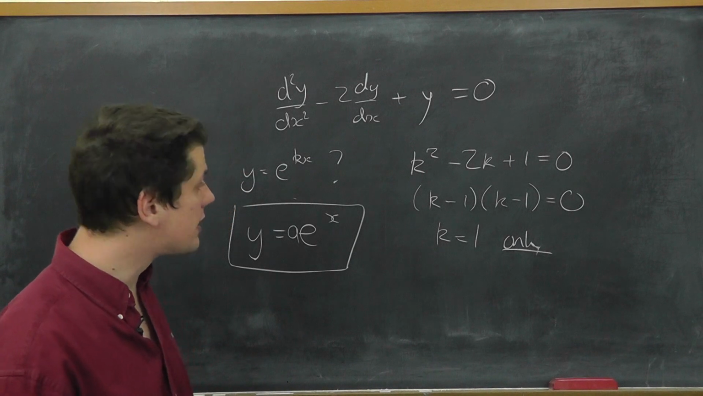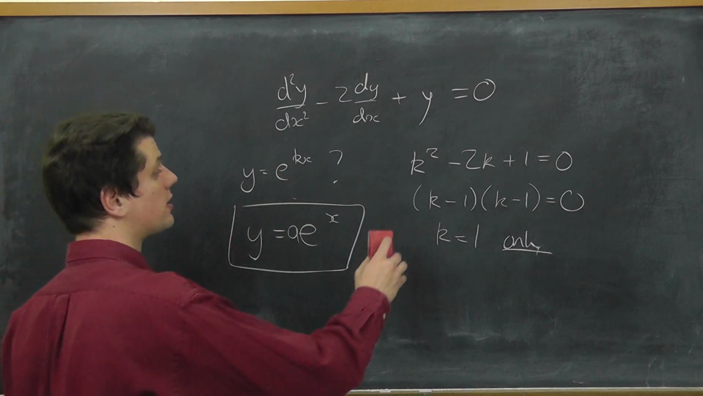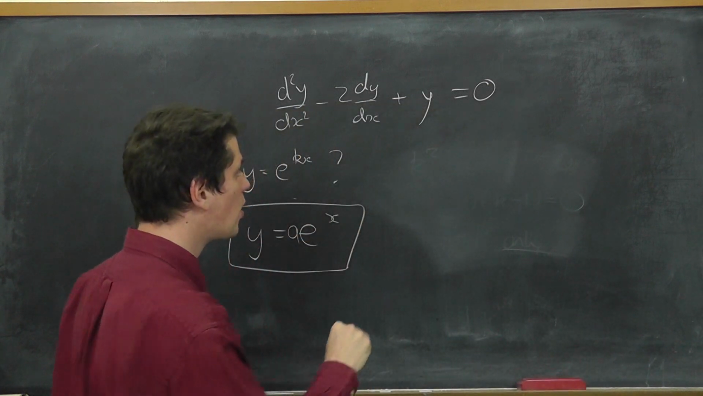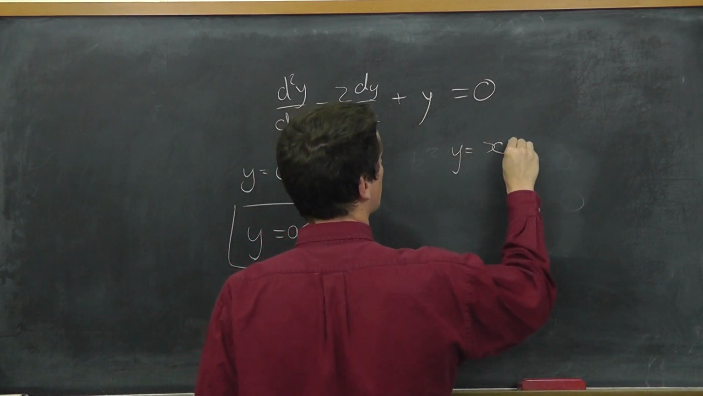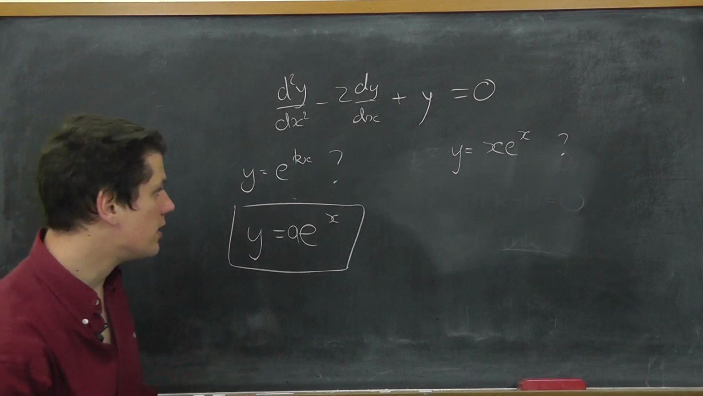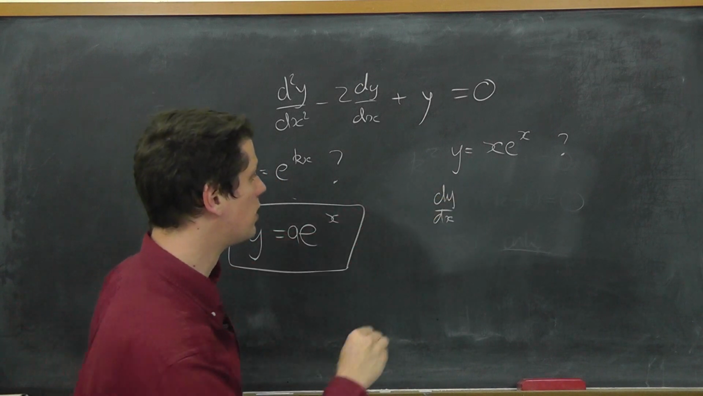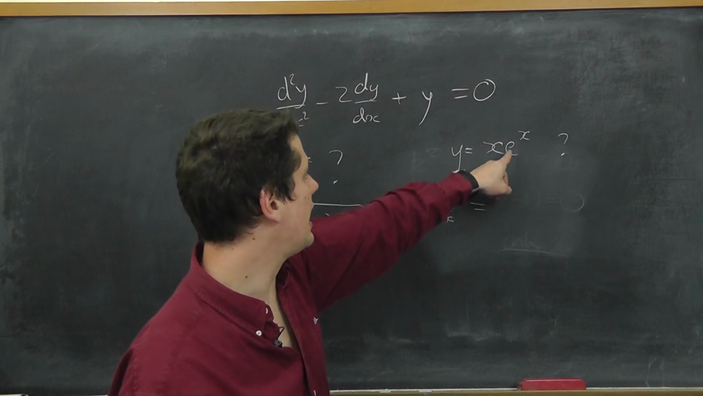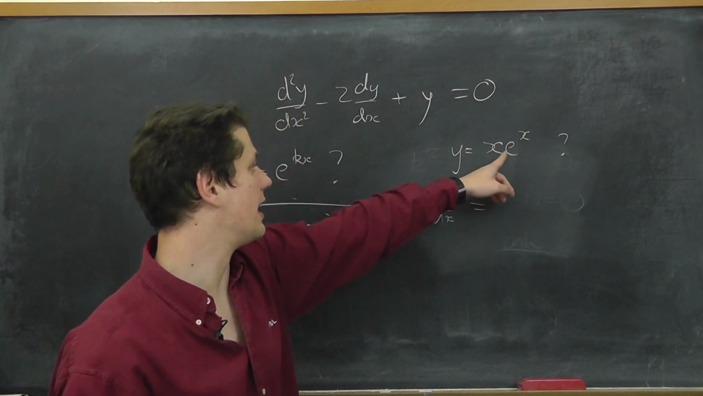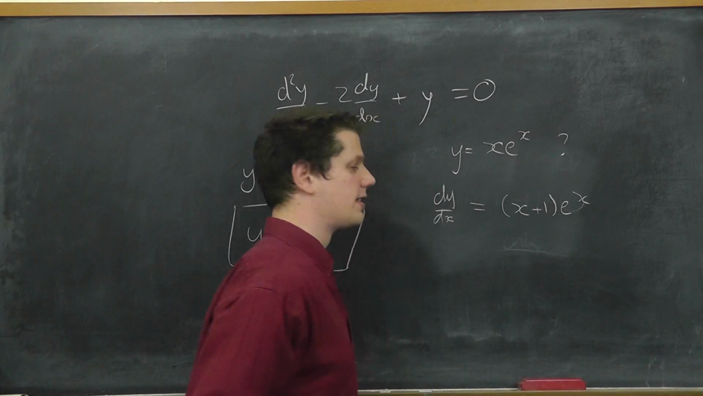When this happens, it turns out that it's a good idea to try multiplying your guess by x. Let's see how that works here. If we take y equals x times e to the x, then dy by dx, well, we can use the product rule to work that out. We get e to the x when we differentiate x, and we get x times e to the x when we differentiate e to the x. And so adding those together, we get x plus 1 times e to the x.